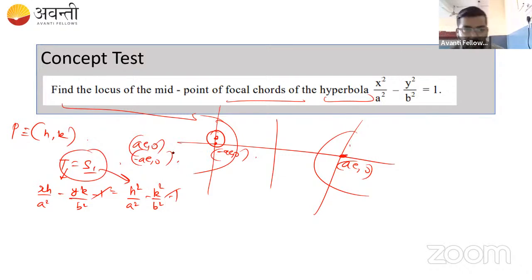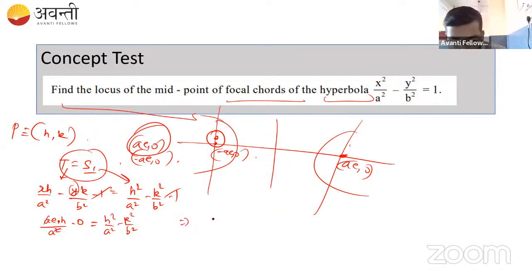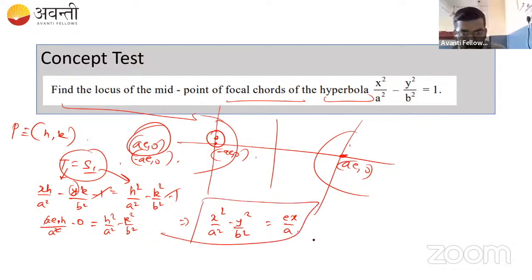So if it passes through (ae, 0), the locus will be, what we will write here is y will be 0 and x will be ae. So ae into h upon a square minus 0 equals h square by a square minus k square by b square, right? So this will become, a gets cancelled. So the locus will be x square by a square minus y square by b square equals e into x by a. This will be the locus when it is passing through (ae, 0).